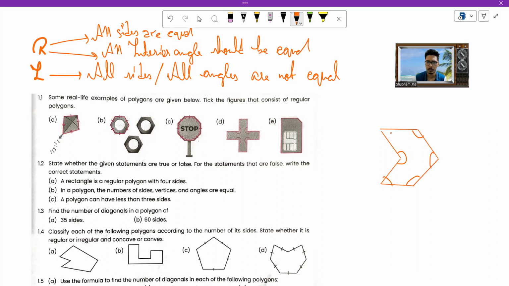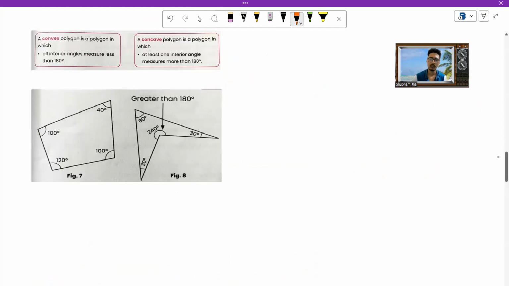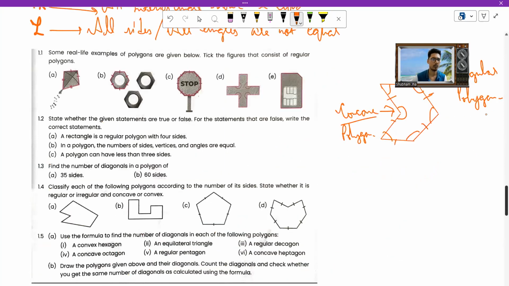And this is one of my examples of a concave polygon. Okay, now here, even though all the sides are equal to one another, all the angles are not equal. So it is an example of an irregular polygon. Now, let us come to the question.